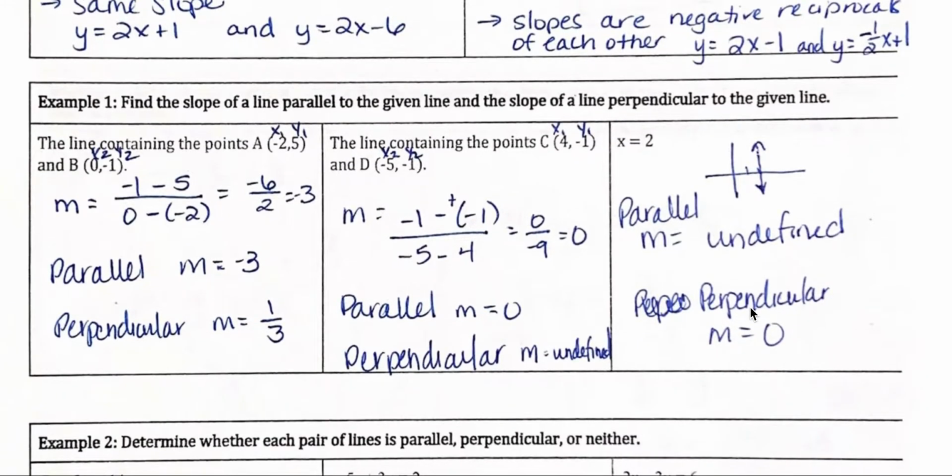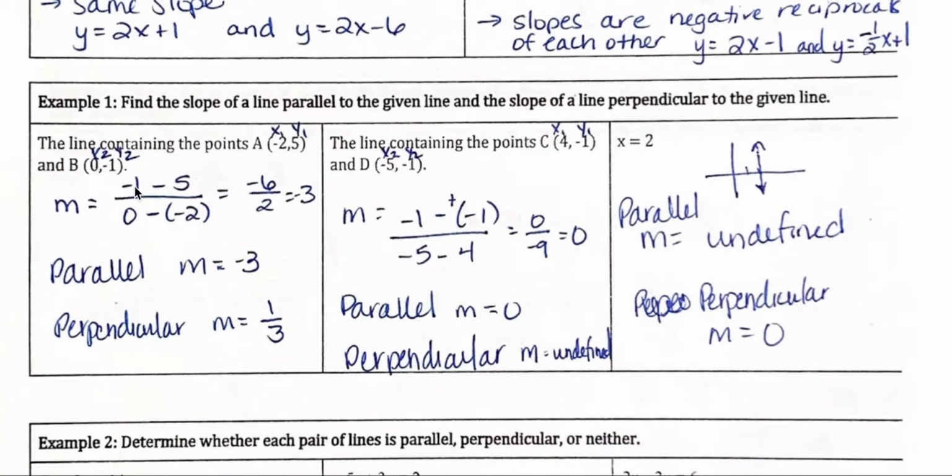All right, example 1. You're going to find the slope of a line parallel to the given line and the slope of a line perpendicular to the given line. So just like we've been doing, you have 2 points. Point A is (-2, 5). Point B is (0, -1). You're going to use your formula to first find the slope between those 2 points. Okay, so that's where we labeled our x1, y1, x2, y2, and substituted in. So y2 minus y1 over x2 minus x1.